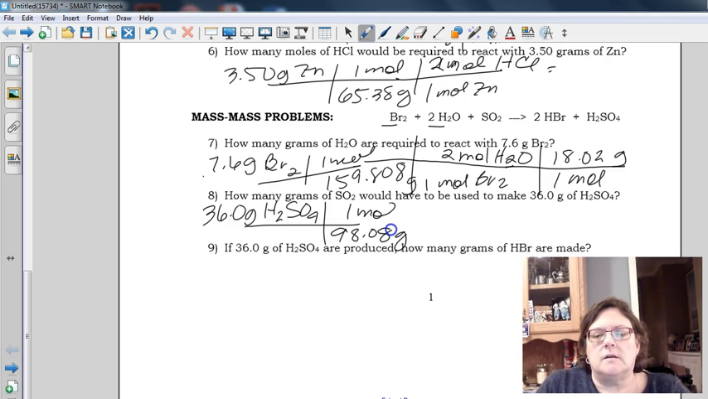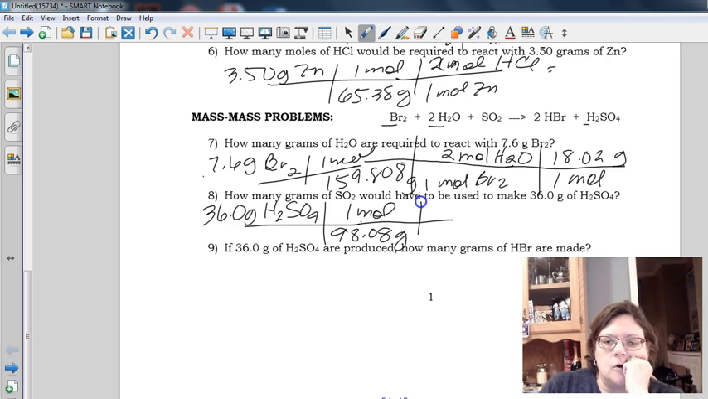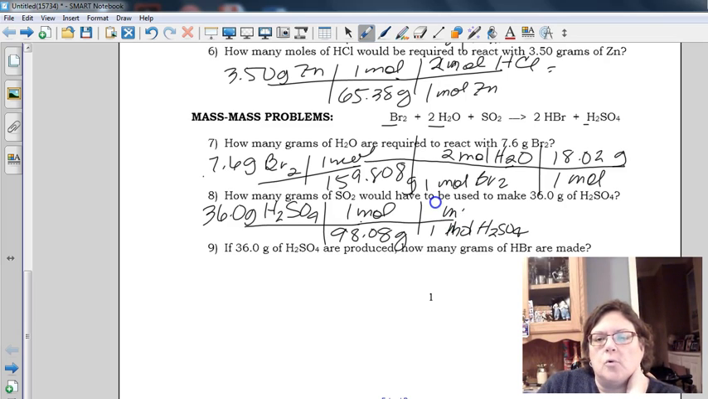And I actually knew that. I don't know why I asked. Sulfuric acid to sulfur dioxide is a 1-to-1 ratio, 1 mole H2SO4 to 1 mole of SO2.